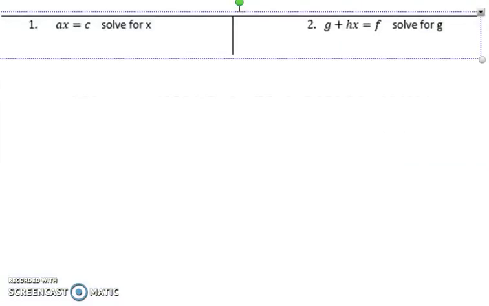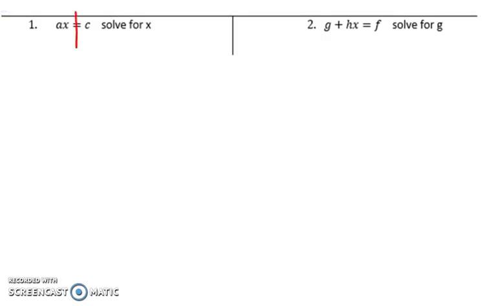Now, if we look at a couple examples. The first one, we want to solve for x. We're still using reverse order of operations, so we have to start if there's any adding or subtracting. In this case, there's not. So if I draw my line down there, there's no adding and subtracting. A is being multiplied by x, so if I'm solving for x, I want to divide by a on both sides. Doing that, a divided by a gives me 1, and I'm left with x equals c over a.